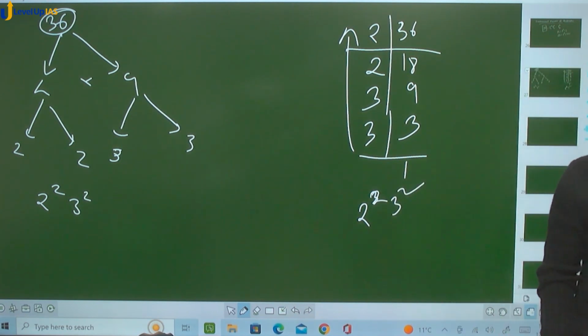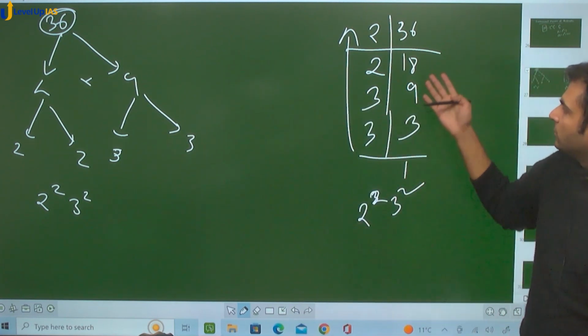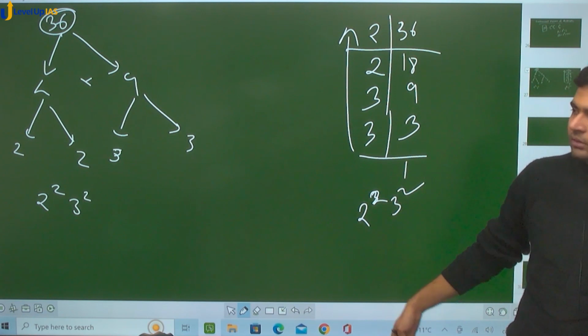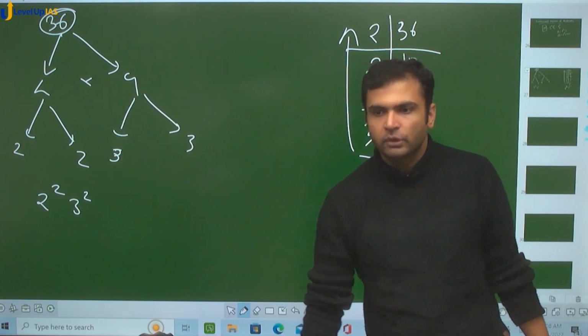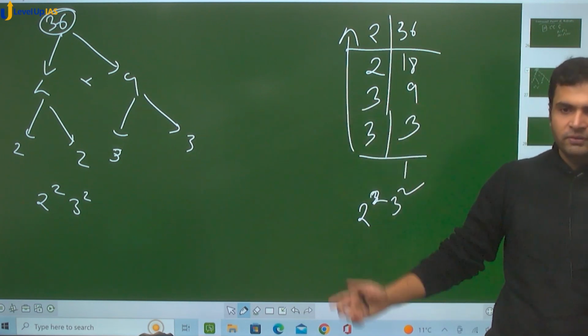Whatever method suits you, you can follow that. This or this. For bigger numbers, this could be longer. If you can do all those mental calculations, then this could be shorter. For smaller numbers, it is roughly the same.